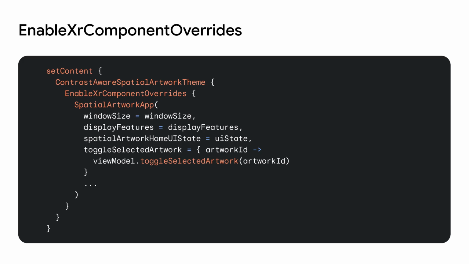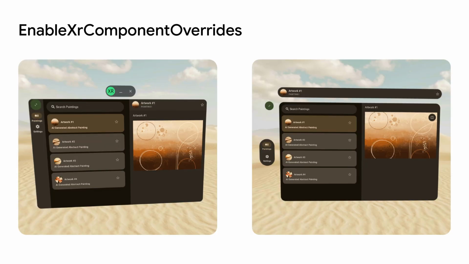You can adapt your current Material 3 implementation by adding the Enable XR Component Overrides wrapper. You can use this wrapper with components such as navigation rail or navigation bar, and those components will automatically adapt to an orbiter if the app is in full space. This is the approach we took for spatializing the UI for the spatial artwork example app. Using this wrapper results in the navigation rail moving into an orbiter when the app is in full space.